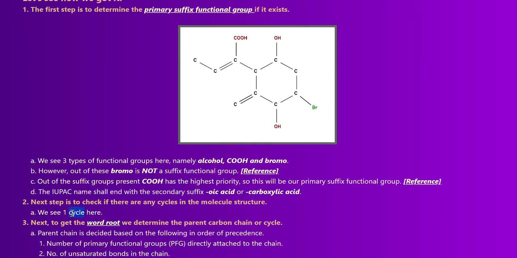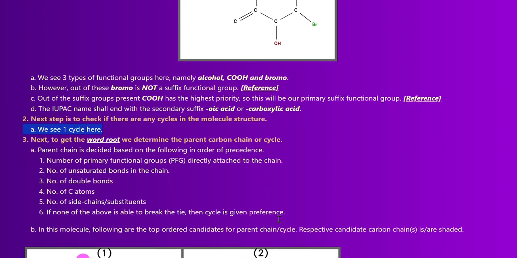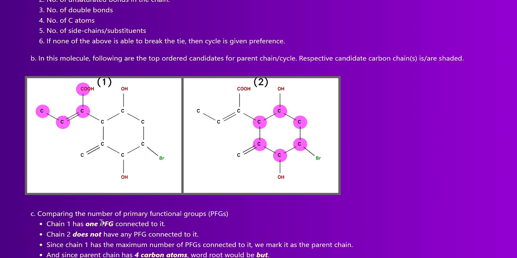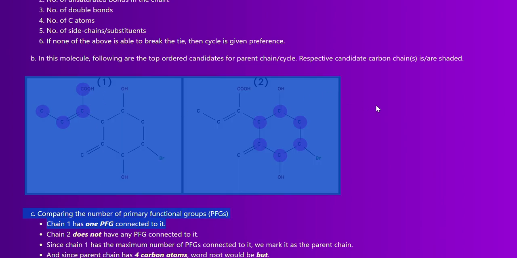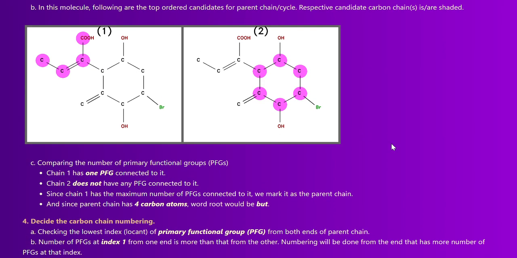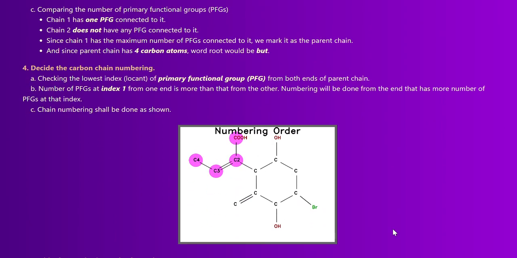The next step is that it detects one cycle, and then it has to detect the parent chain. It says that these are the top ranking parent chains that it had detected, candidates for the parent chain. But on comparing, it says that chain 1 has a primary functional group attached to it, which is the COOH. So it chooses this particular chain to be the parent chain. And similarly, for the order of numbering, it says that the numbering should start from the carboxylic group. So this is C1, C2, C3, and C4 out here.